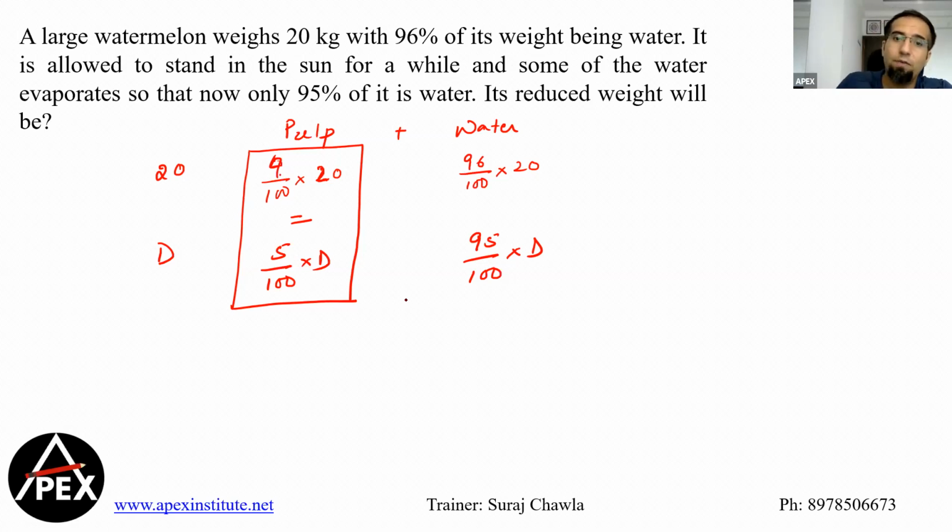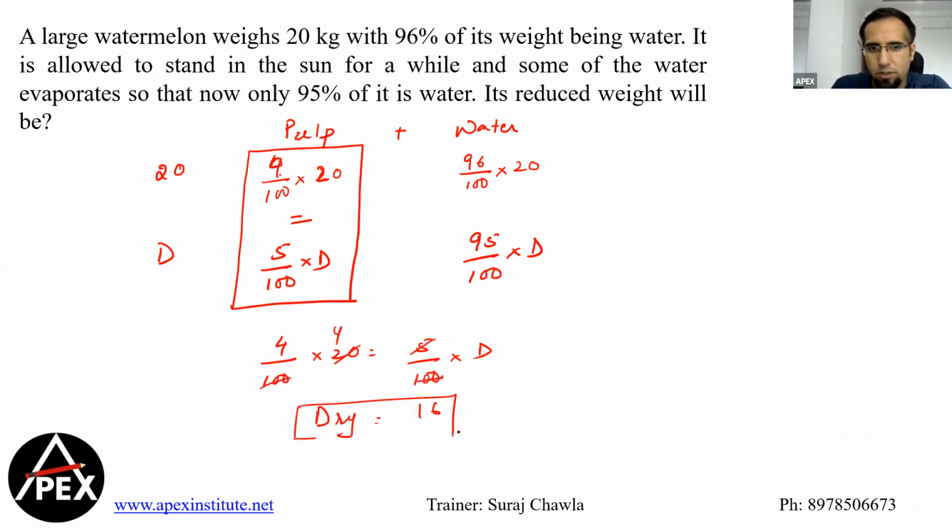Okay. So always remember your initial quantity of pulp should always be equal to final quantity of pulp, which means 4 percentage of 20 is equal to 5 percentage of D. So 100 gets cancelled, 5 ones are 5, 5 fours are 20. So the total quantity of dry watermelon is 4 into 4, that is 16 kgs. Am I clear here, guys?